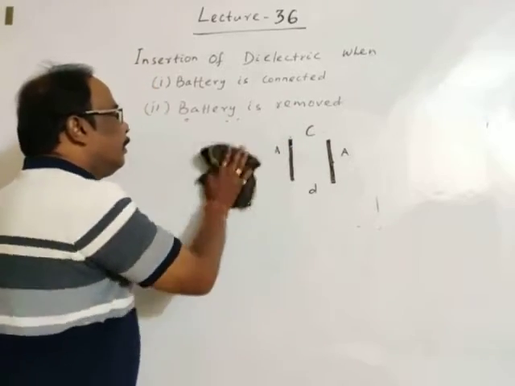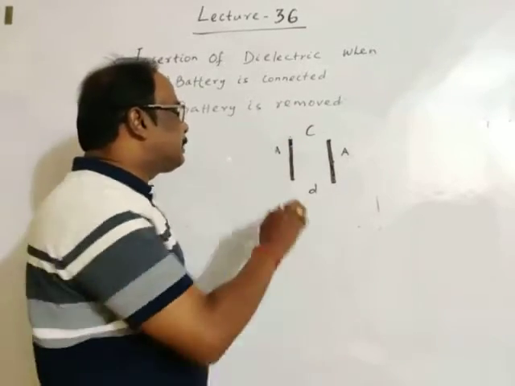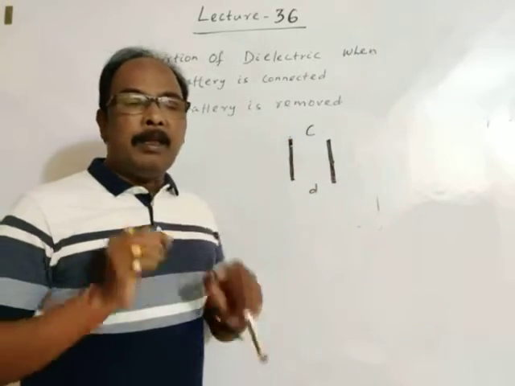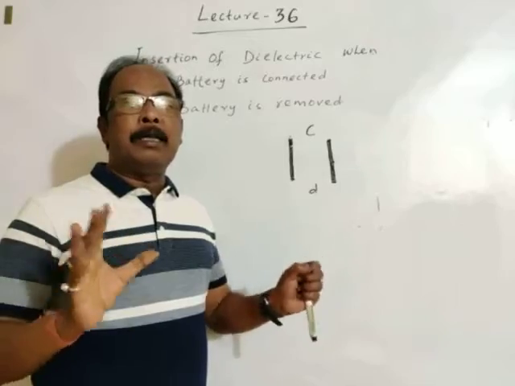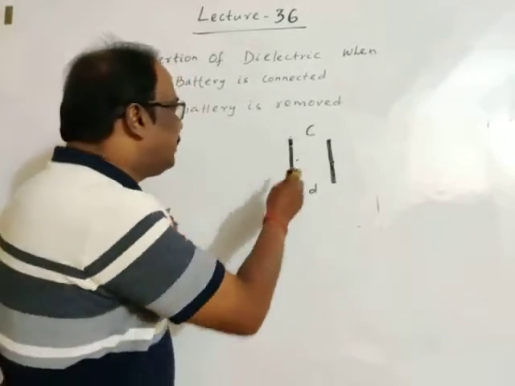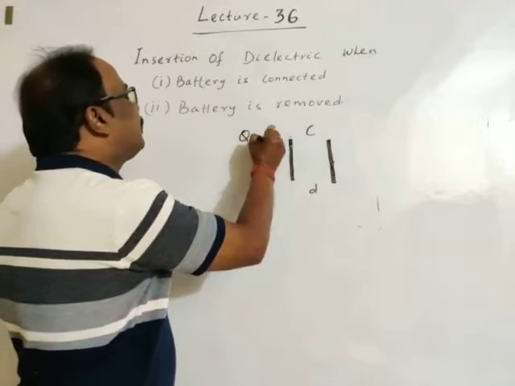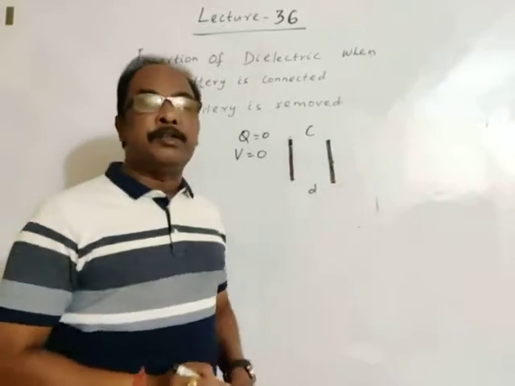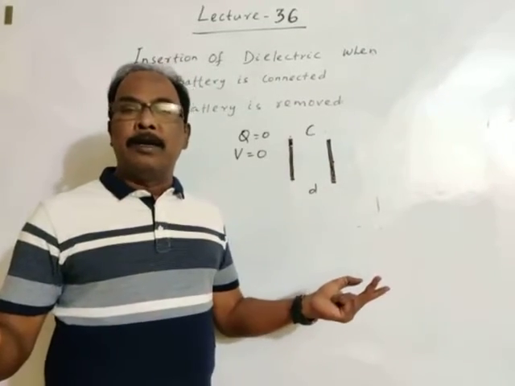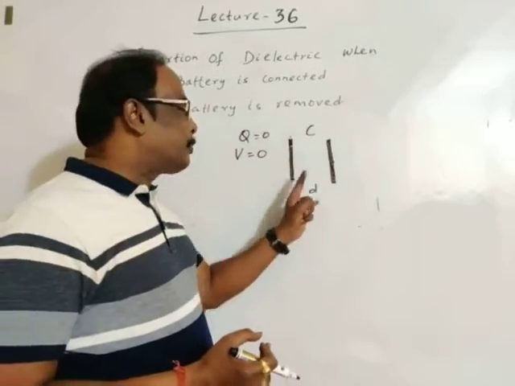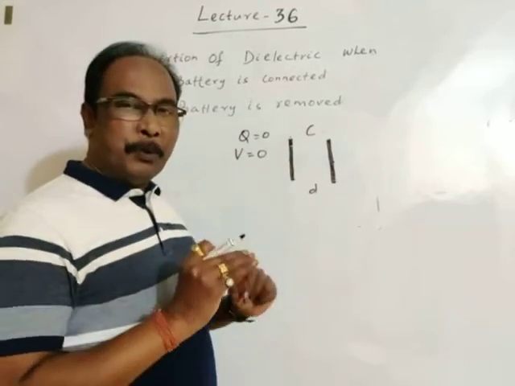Suppose this is a capacitor of capacitance C. The separation between the plates is D. Initially, the capacitor is uncharged, which means the charge on the capacitor is 0. So the potential difference between the plates is 0. There is no charge, hence no potential.